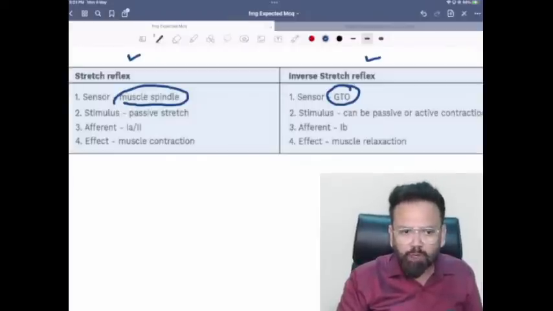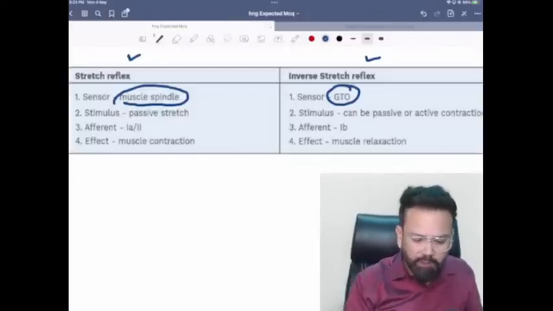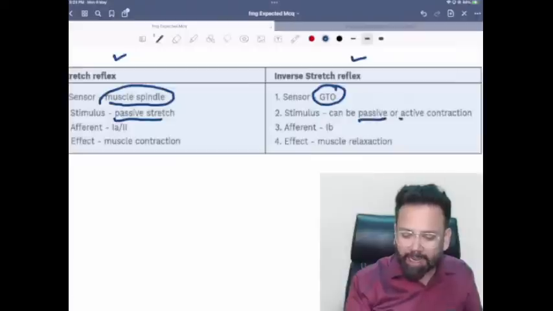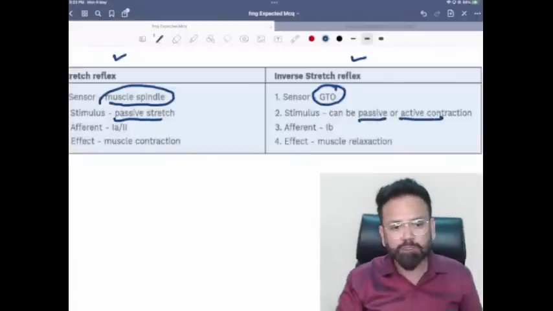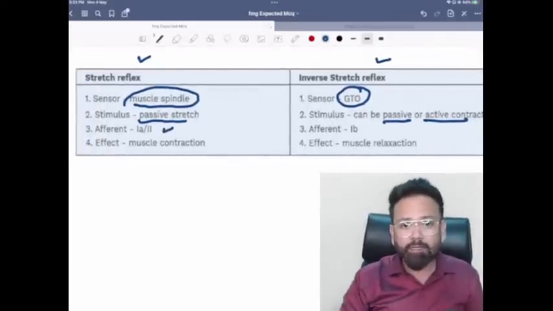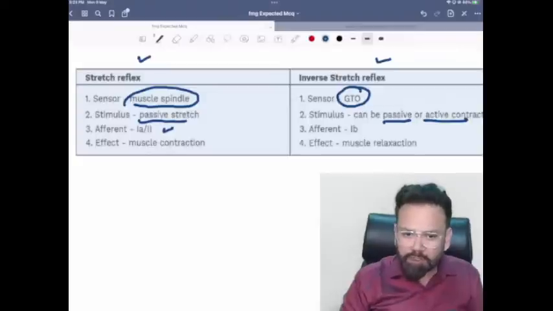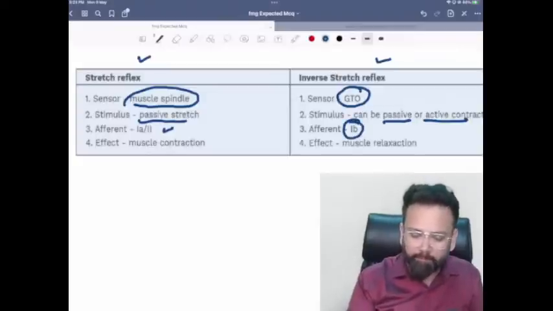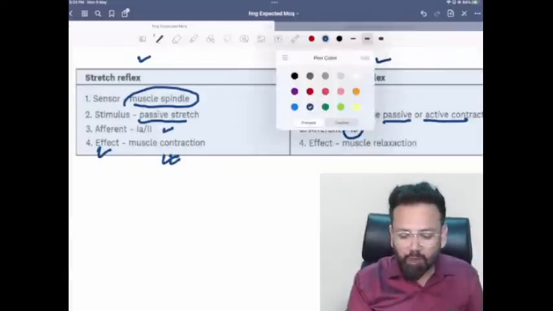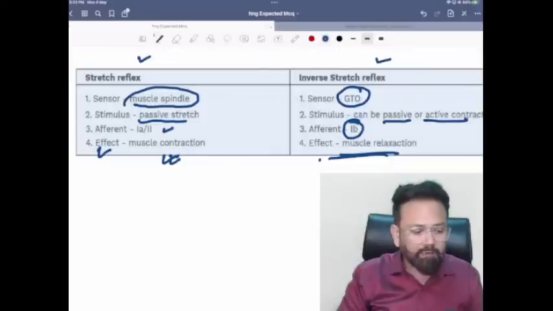And what is the stimulus of stretch reflex, doctor? It is passive stretch. On the other hand, the stimulus is passive or active in case of inverse stretch reflex. Afferent of stretch reflex is 1A and 2. On the other hand, the afferent for inverse stretch is 1B. The effect of stretch is to cause muscle contraction. On the other hand, the effect of inverse stretch is to cause muscle relaxation.